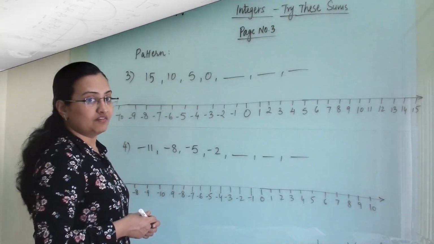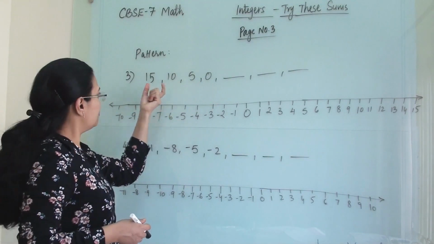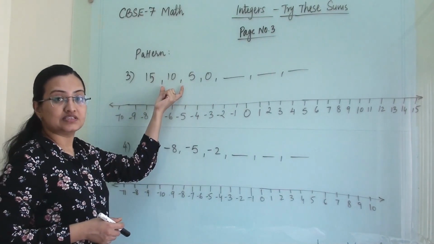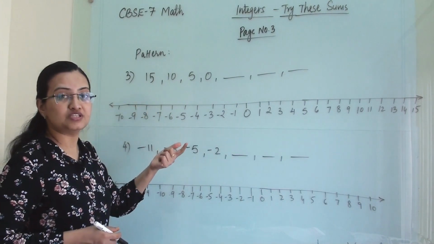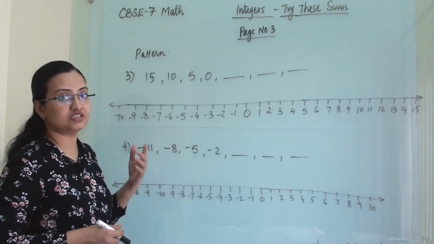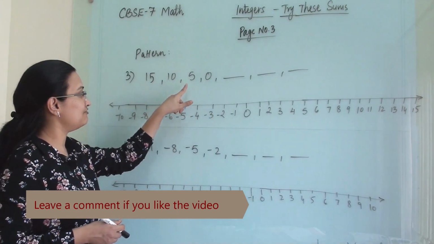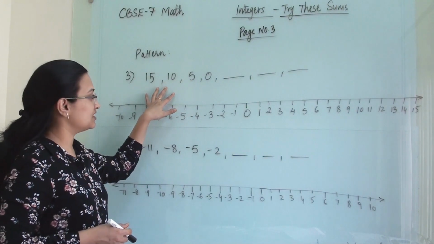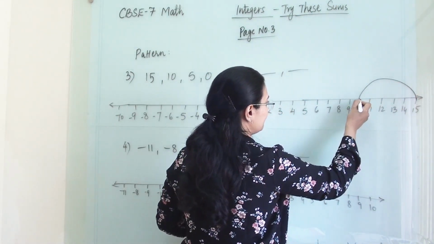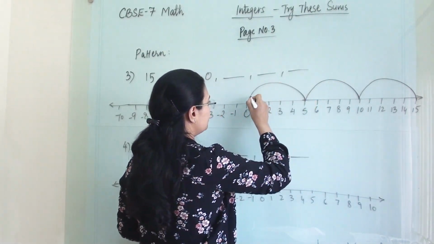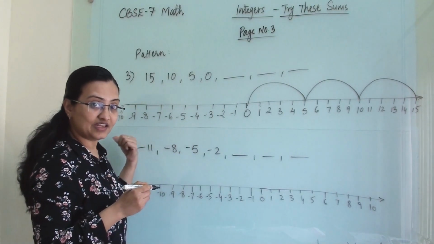Our next pattern is 15, 10, 5 and 0. The first number is 15, the next number is 10. So here we are doing subtraction. And how many are we subtracting here? 5. This is easy to guess as it is a multiple of 5. 15, 10, 5, 0. We have to understand that from 15 we have reached 10, from 10, 5, and from 5 to 0. So we are going in this direction, towards the negative integers.